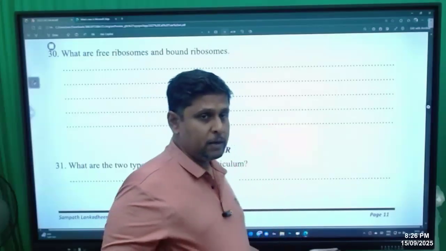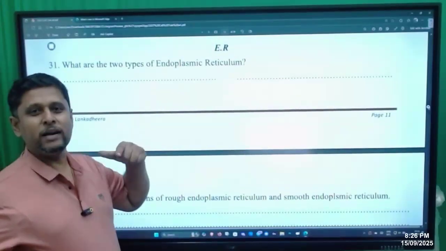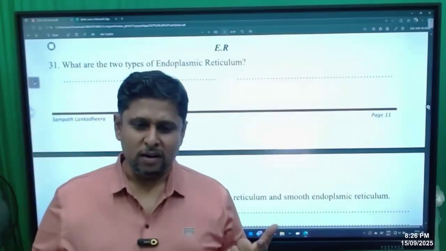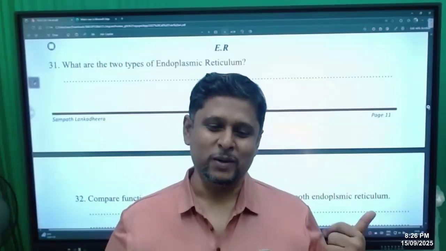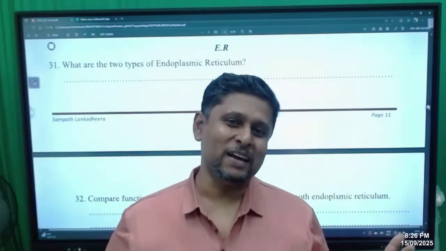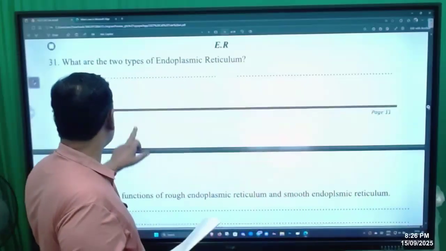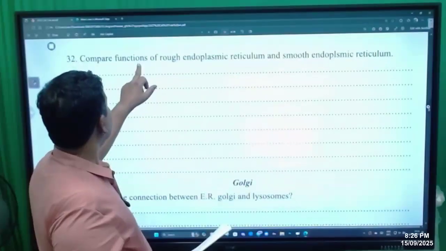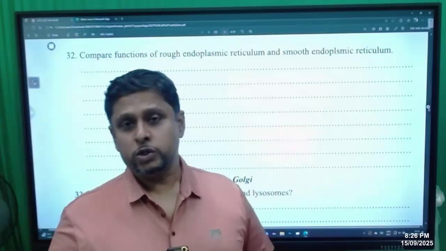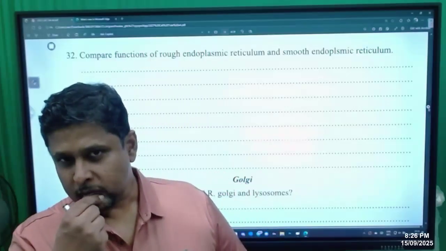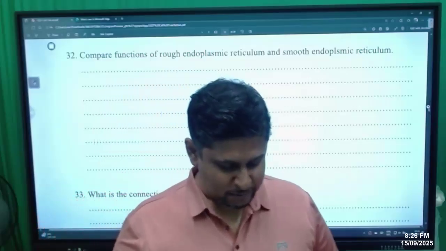Right, moving to the next question. What are two types of endoplasmic reticulum? Actually, reticula is the plural of reticulum. The answer is SER and RER. Question number 32. Compare functions of rough endoplasmic reticulum and smooth endoplasmic reticulum.